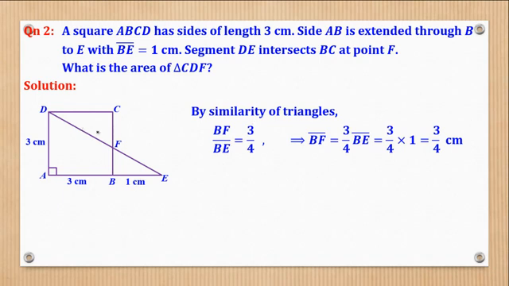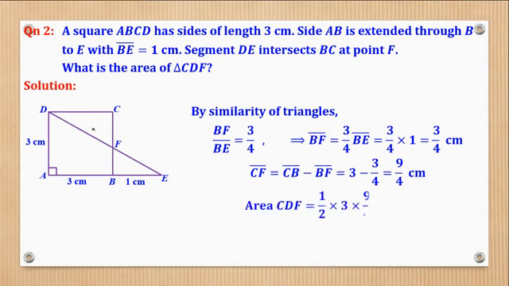So I've got BF, and remember my aim is to get this area. If I have BF and I have BC, the balance will be CF. Therefore, CF will be 3 minus 3 over 4, which is 9 over 4. And now that I have CF and this DC, I can now get the area, which is a half base times height, which will be 27 over 8.